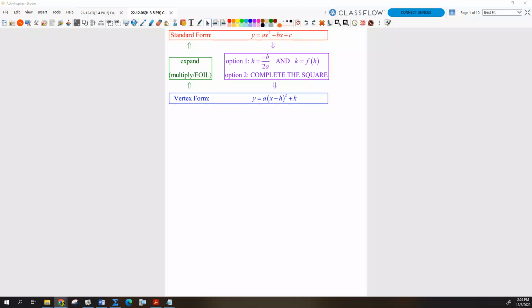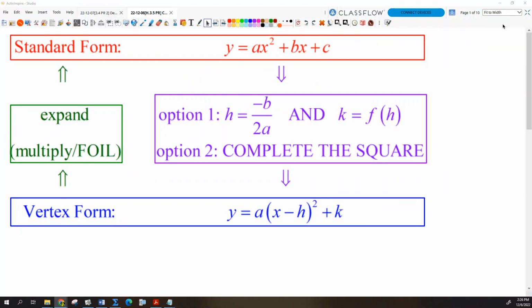Okay, so from yesterday, what we're looking at now, 3.5, is about converting from standard form to vertex form. So let's look at this diagram for a second. This really explains the processes we would use to switch back and forth between standard form and vertex form.